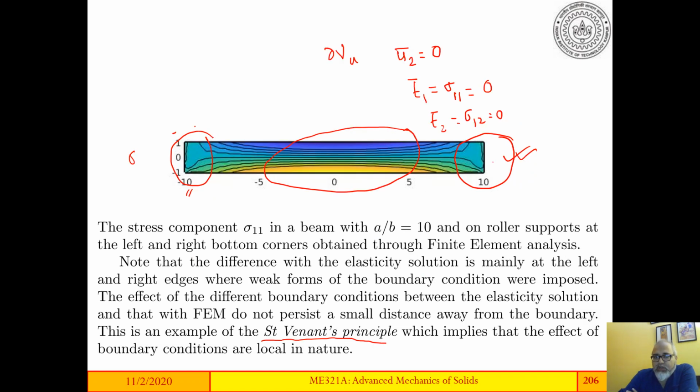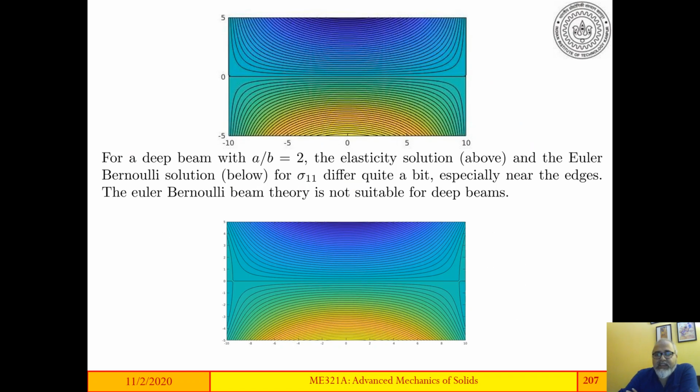This is a principle that is tacitly and non-tacitly used very often in solving engineering problems. The other thing that I was saying is about the depth of the beam. This is sigma 1 1, contours of sigma 1 1 for our Euler-Bernoulli and for our elasticity solution. These are the functions that we have obtained for sigma 1 1, 1 2 and 2 2. This is the function for sigma 1 1 that I have plotted for a beam with a by b equal to 2. So this is a deep beam.